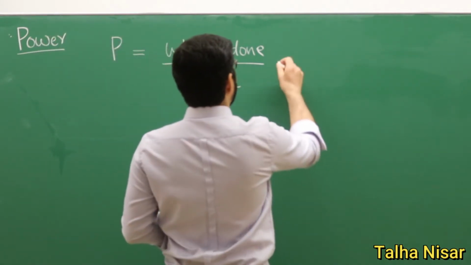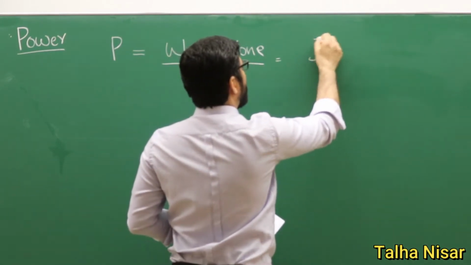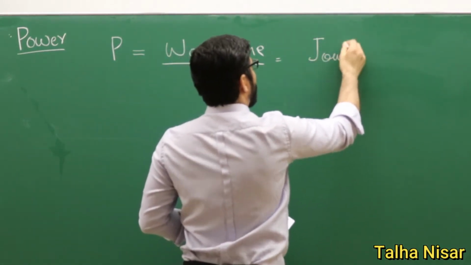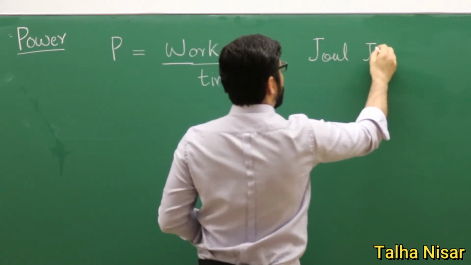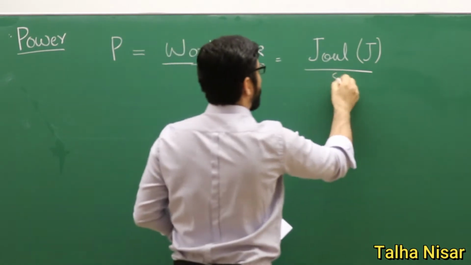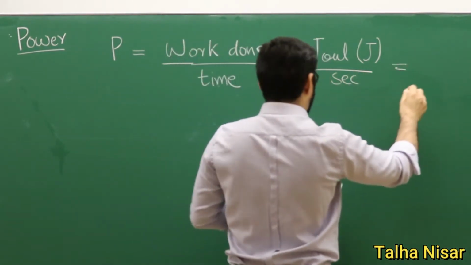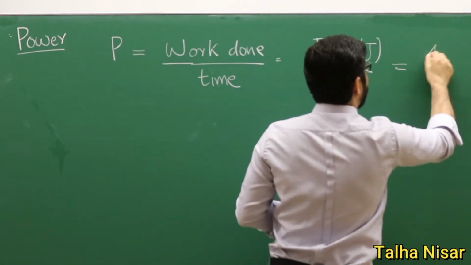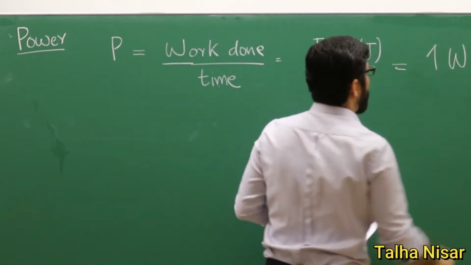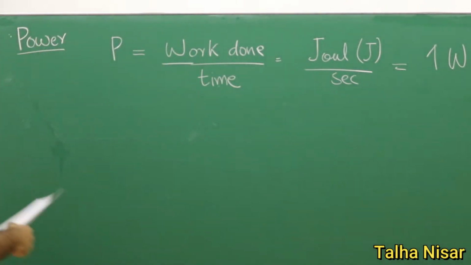The unit of the work done is joule, represented by J, and the time is represented in seconds. For the power we use the unit watt, which is represented by a big W.